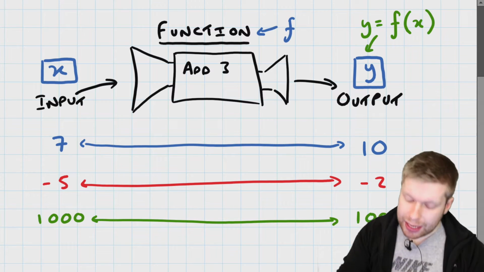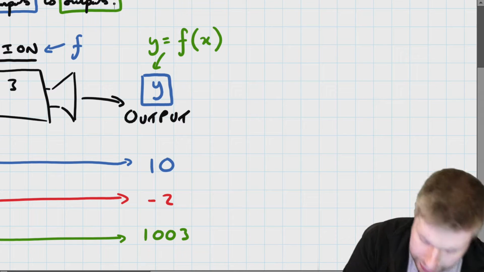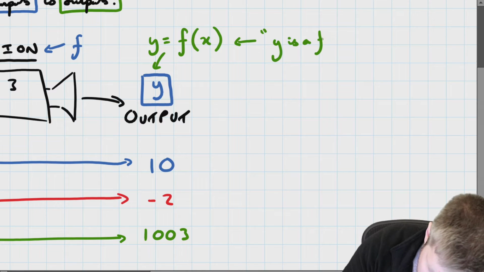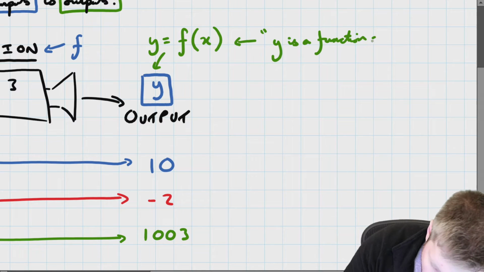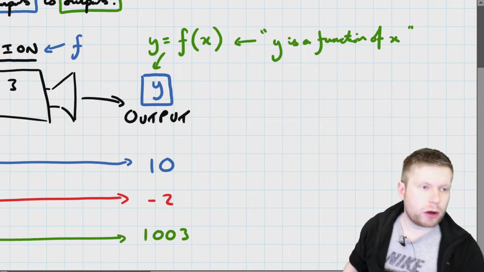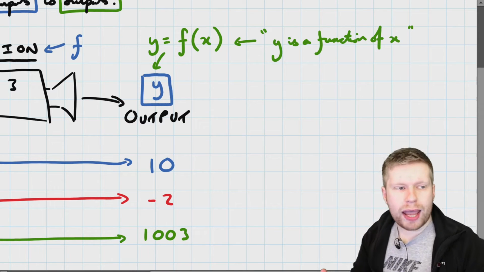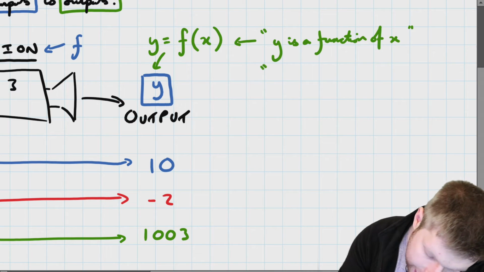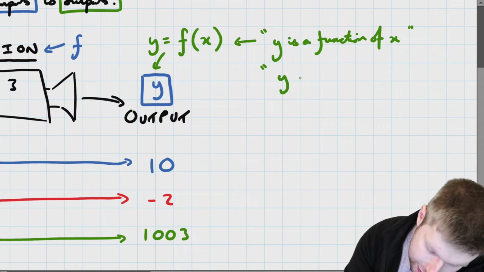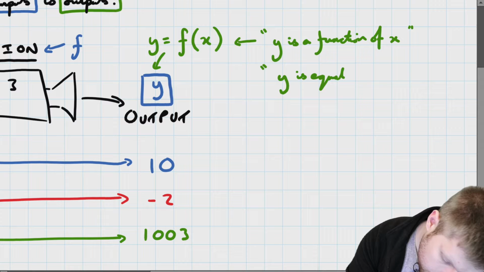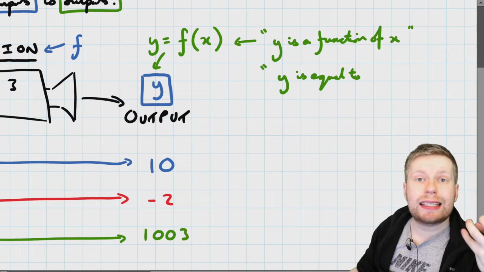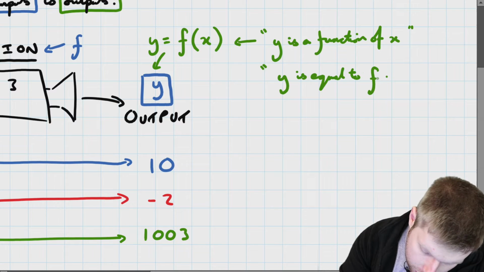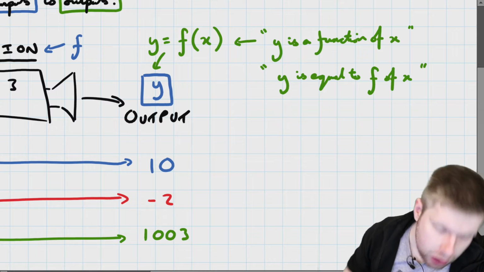If you're interested in how I would verbalize this, I would say Y is a function of X. So the way which I get my output Y is by applying a function to my input X. Okay, if you prefer, I can even shorten this further. I can say Y is equal to, in this case, I'm giving my function the letter F. So I'm calling my function F. So I'm saying Y is equal to F of X. So I could say that as well.